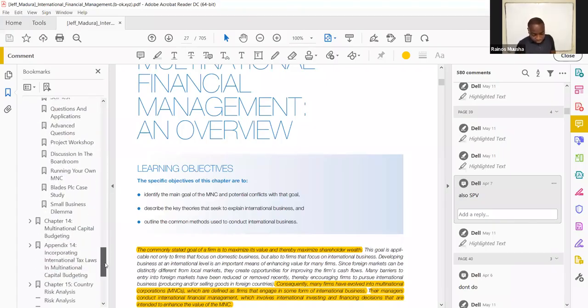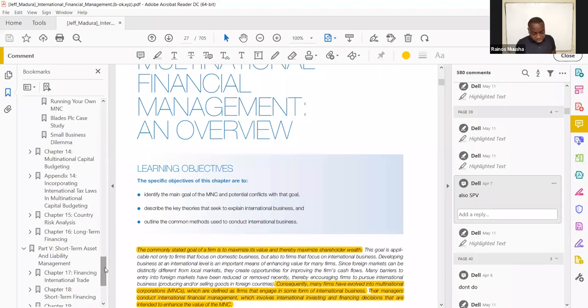Then chapter 14 looks at multinational capital budgeting. So we have seen capital budgeting in undergrad, where when you look at capital budgeting, you are saying your assets are equal to equity plus liabilities.